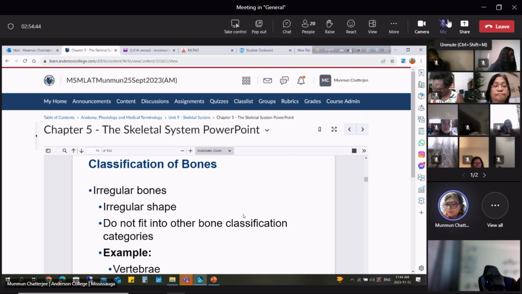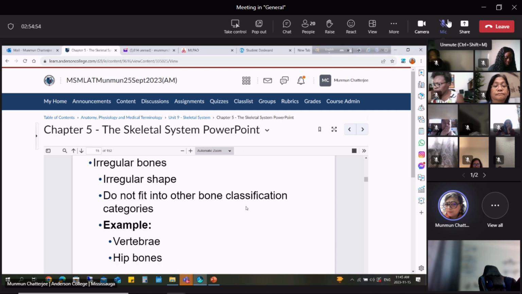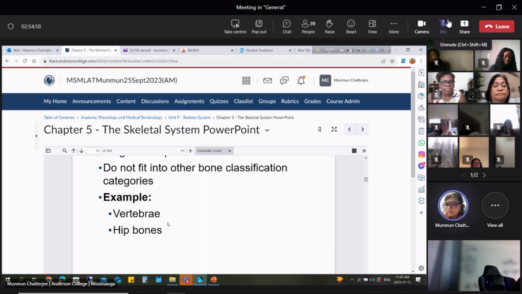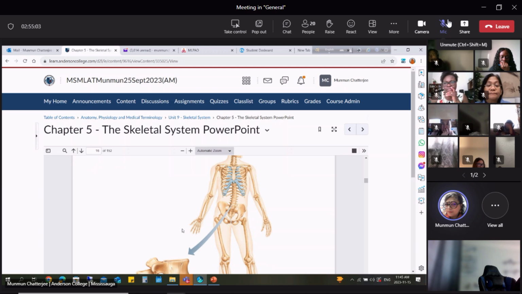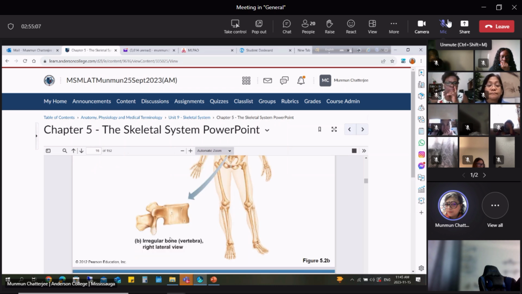So now we are coming to the irregular bones. Irregular means irregular shape. They do not fit into other classification categories. So irregular bones mean irregular. What are they? Vertebrae and hip bones. See, there are different types of bones. It's not regular. This is the vertebra, an irregular bone.